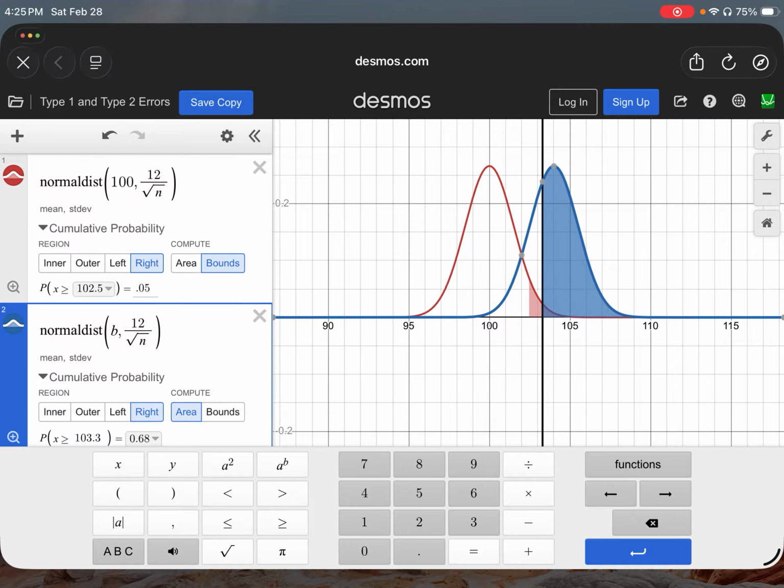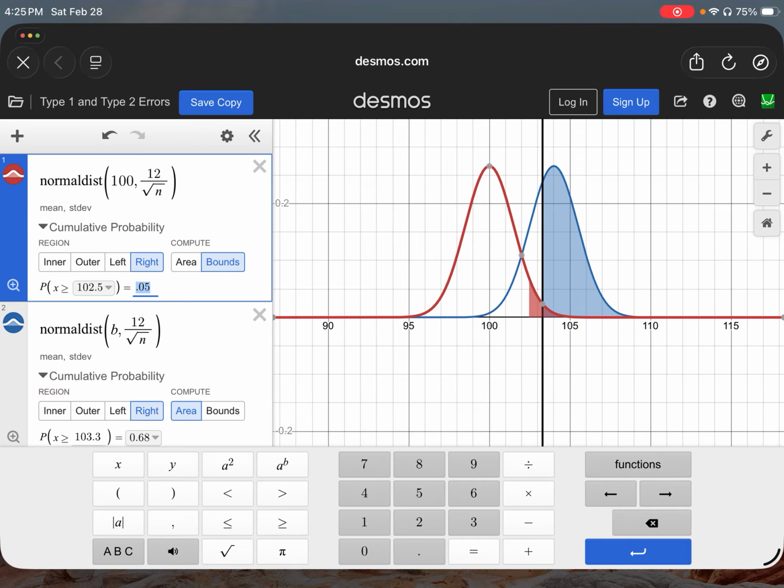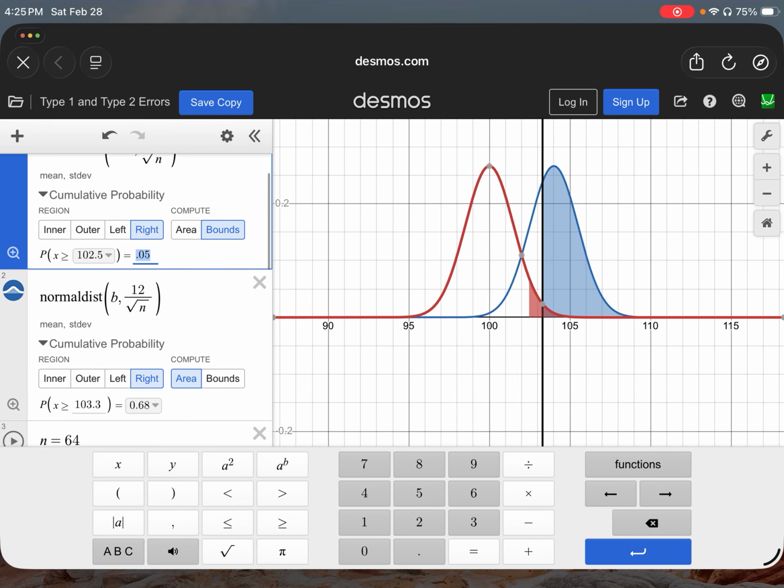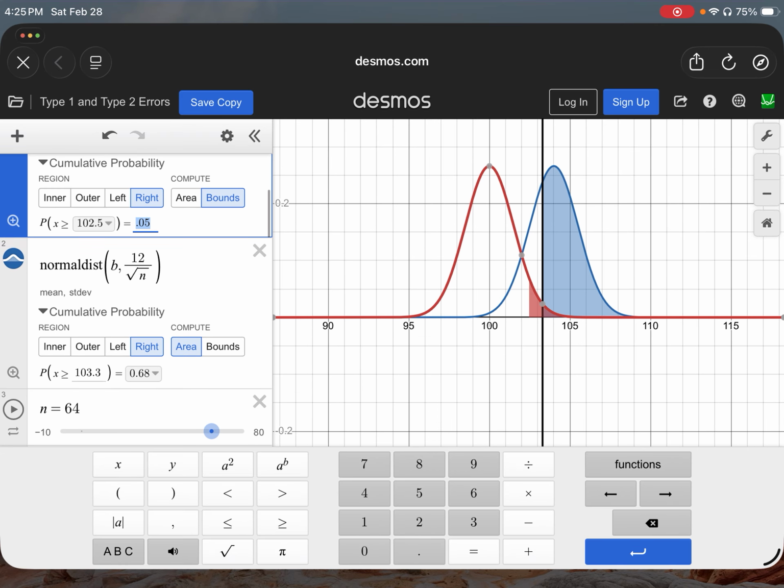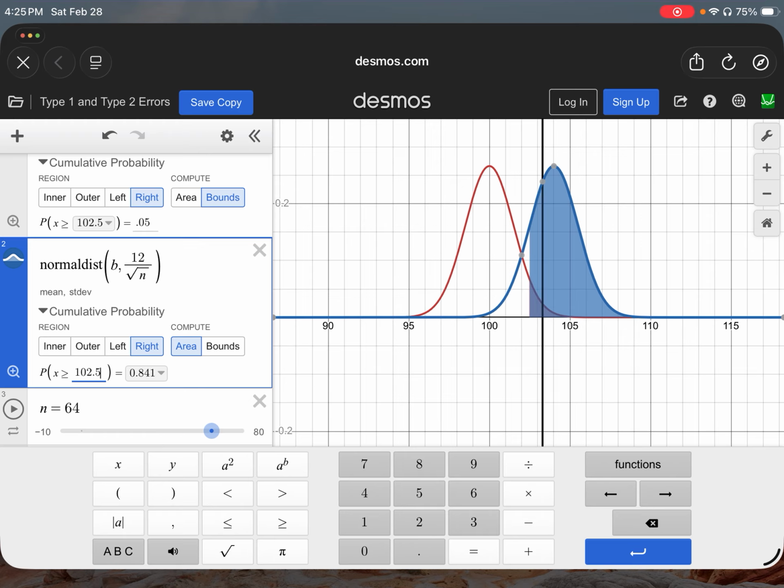So let's go up here now and say, if I go back to my red curve, notice the alpha's at 5%, and that means to get a sample that would reject the red curve, I would need 102.5 or greater. So I'm going to go down here on the blue curve and say, what's the probability of getting a 102.5 or greater? It's 84%. It was like 68%, I think. It was 103.3, right? Yeah, it was 68%.